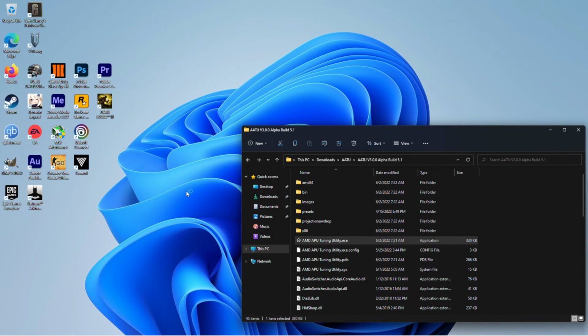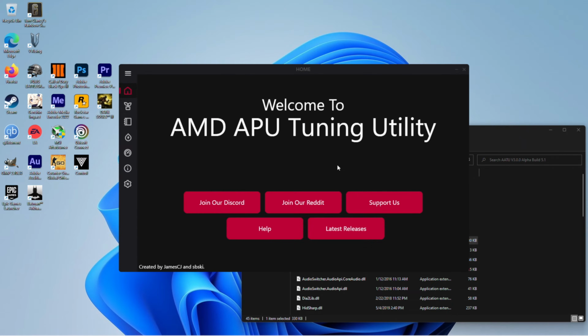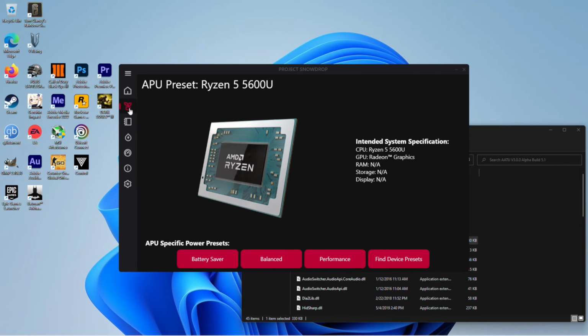Hey there guys, so I've been messing around with the newest version of the AMD APU Tuning Utility, and this new build is completely redone compared to the old one. So there are some major visual changes as you can see here, and some streamlining, though there are certain things that kind of annoy me.